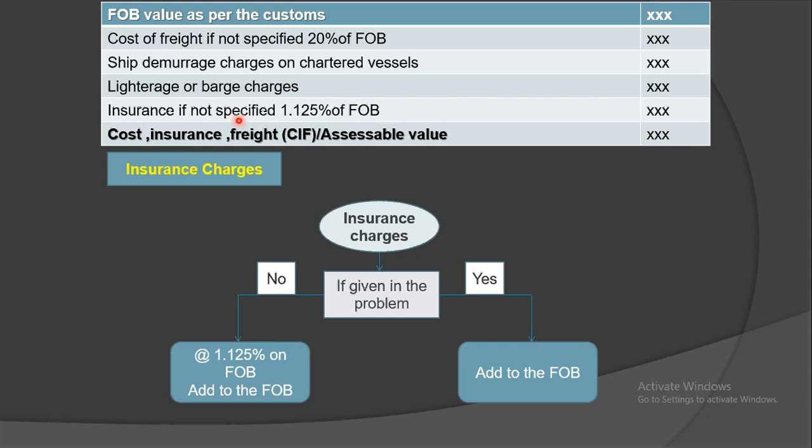If no insurance charge amount is given in the question, then we will consider 1.125% of FOB as the insurance charges. Okay, I'll repeat. If the insurance charges are given in the question, we will add that as it is. Otherwise, we will add 1.125% of FOB as insurance charges to reach the CIF value or assessable value. Okay, it is very easy. Okay, let's move to the next slide.